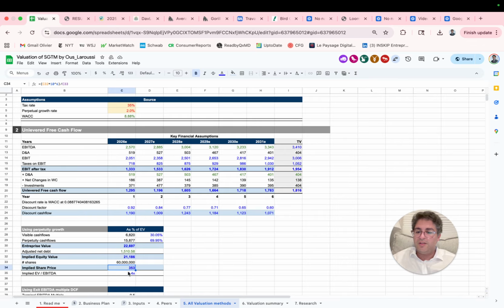I want you also to see something else. Look at the implied share price. When it's 2%, it's 353 dirhams. And when I do this, 2.5%, it becomes 375. You see the jump? It's because of that Gordon-Shapiro formula. If you decrease the denominator, you increase the terminal value. And that's why the terminal value here is more than 70% of the enterprise value. So let me come back to the 2%.